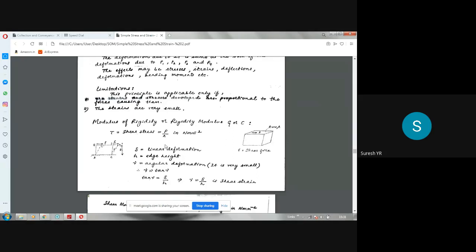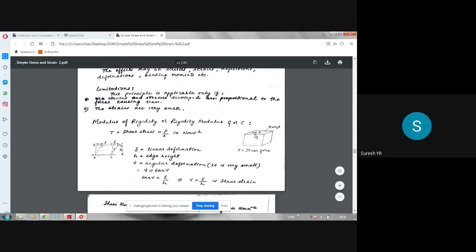Now here F by A. So shear stress is given by whatever shear force is acting divided by area. This is the cross sectional area, in Newton per millimeter square. Now what is the effect of this? The effect will be that this element, or whatever bar I have taken, will distort like this. If F is acting like this, parallel to the area, distortion will take place, assuming that this bottom edge is fixed.